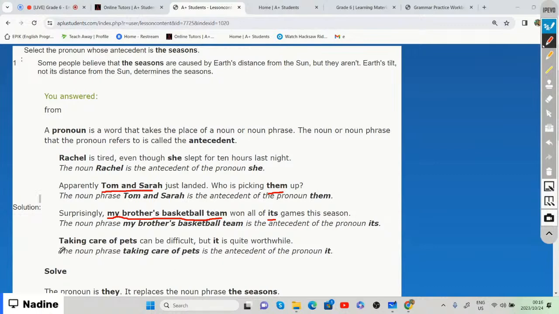And the last one is taking care of pets can be difficult, but it's quite worthwhile. So it is our pronoun. And the noun phrase is taking care of pets. So it is our pronoun, and taking care of pets, which is the noun phrase, is called our antecedent.